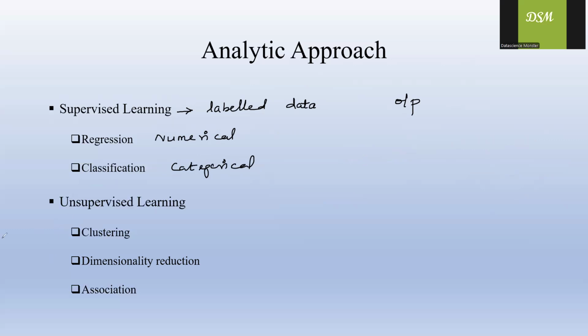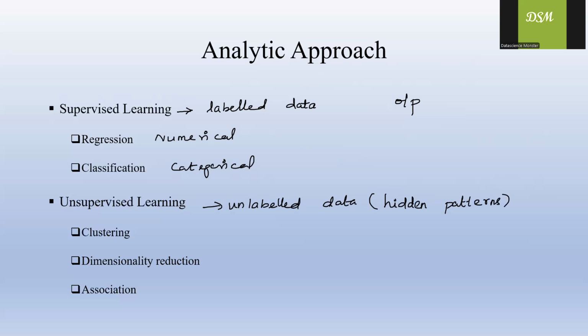So let us now try to understand about unsupervised learning. Unsupervised learning is like a student learning without a teacher. Here the model is trained on unlabeled data. What do we mean by that? There is no output in advance. So basically it will try to find out the hidden patterns from the data.